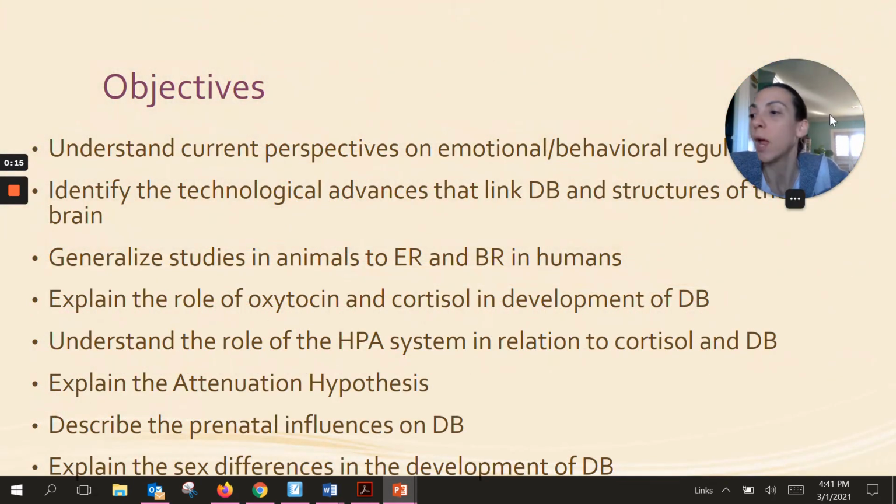So our goals for today: we are going to understand current perspectives on emotional and behavioral regulation, identify the technological advances that link disruptive behavior and structures of the brain, generalize studies in animals to emotional and behavioral regulation in humans, explain the role of oxytocin and cortisol in the development of disruptive behaviors, understand the role of the HPA system in relation to cortisol and disruptive behaviors, explain the attenuation hypothesis, describe the prenatal influences on disruptive behaviors, and explain the sex differences in the development of disruptive behaviors.